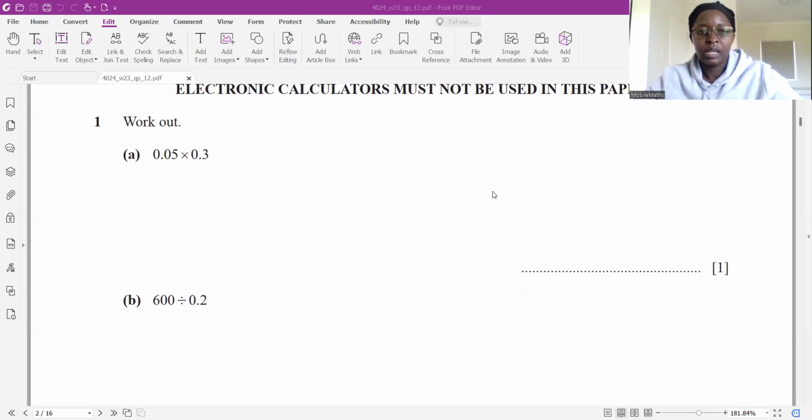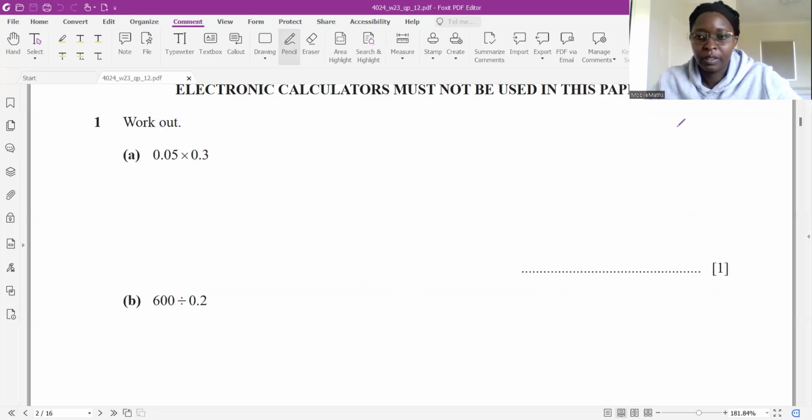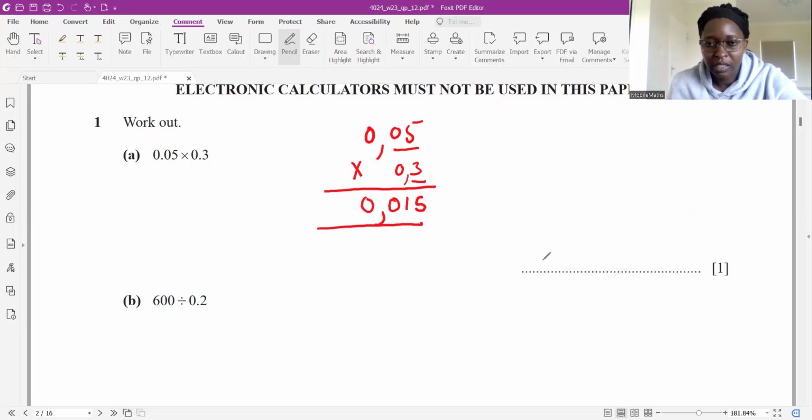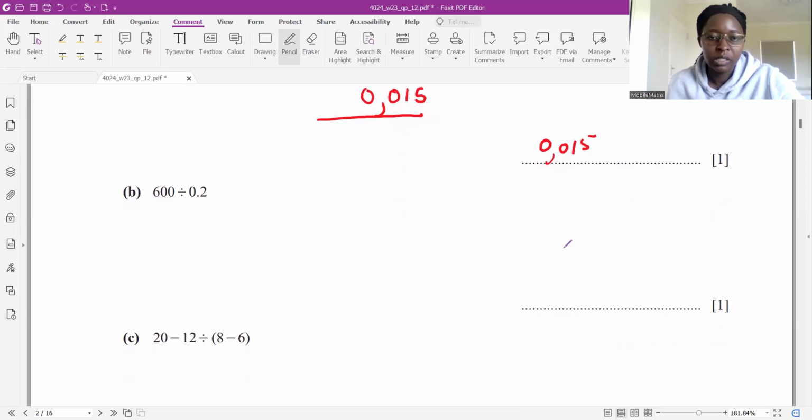The first question is to multiply 0.05 with 0.3. So let's multiply and see how it goes. 0.05 times 0.3. If we multiply 5 times 3, that's 15. You count here, we've got 2 decimal places and here 1, so we add a 0, and our answer is 0.015. Then let's move on to the next one.